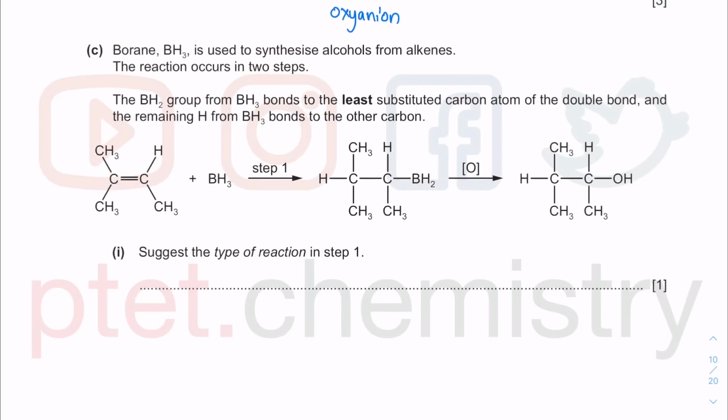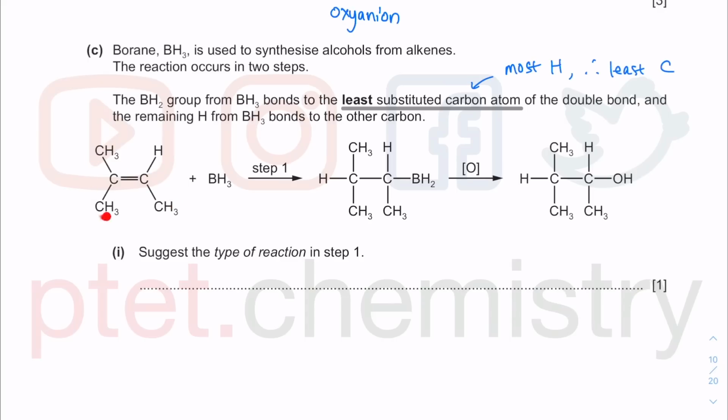Part C, boron is used to synthesize alcohol, so you can make alcohol from alkene. So this is not your usual A-level chemistry. What do we know? The BH2 group from BH3 bonds to the least substituted carbon. The least substituted means it has the most hydrogen, therefore the least carbon, because the more carbon you have, the less hydrogen. So if we look at this alkene, the least substituted carbon is this one because it's got 1 hydrogen.